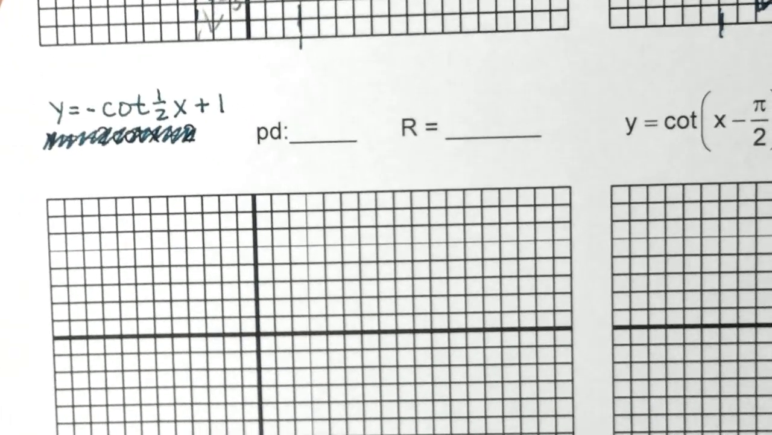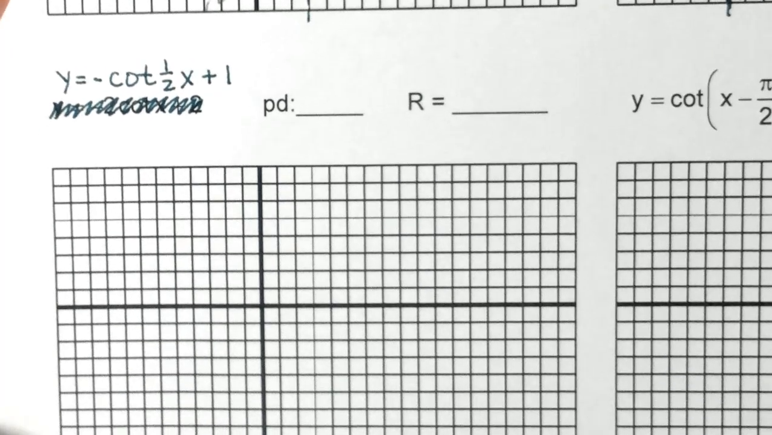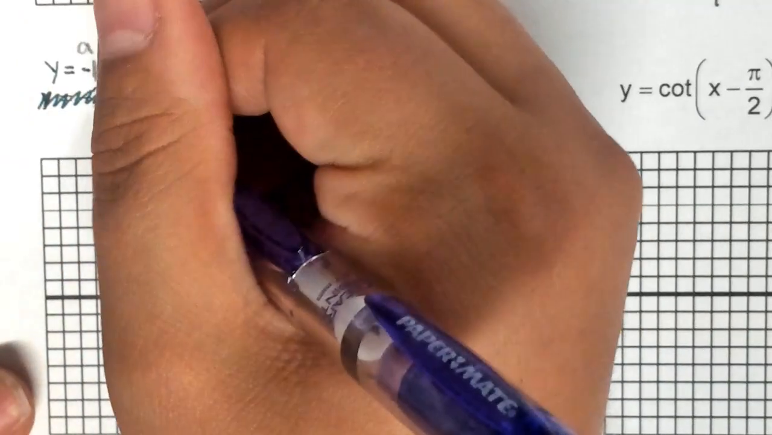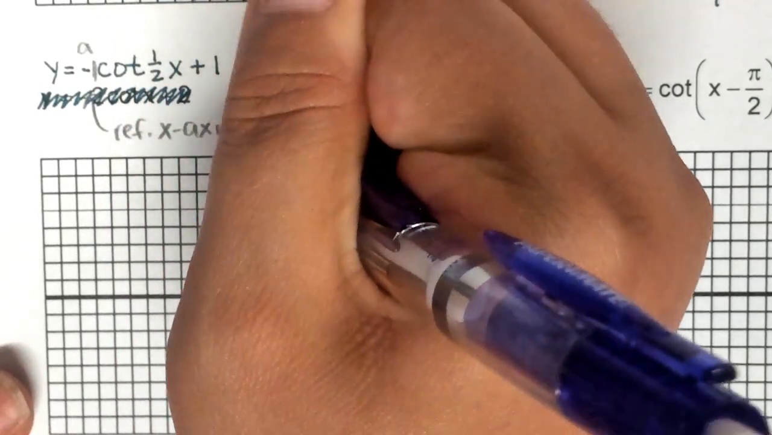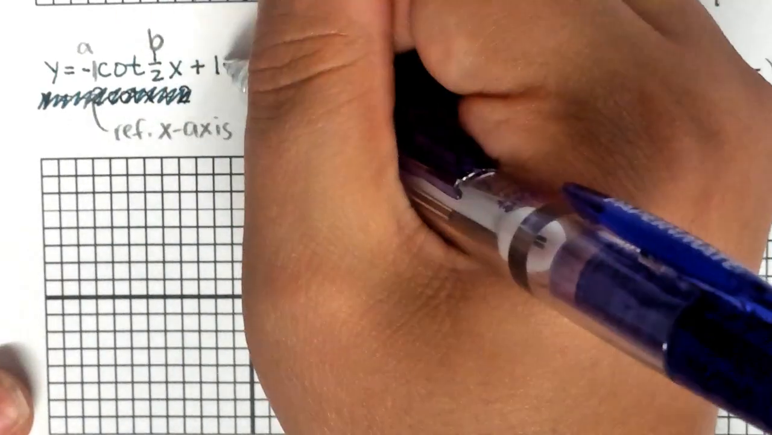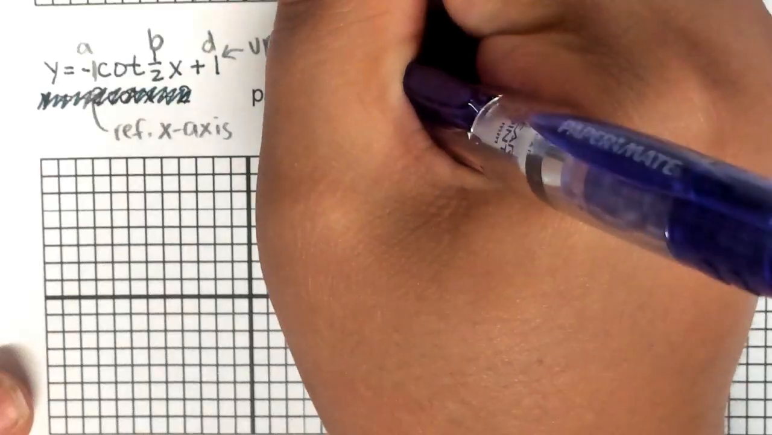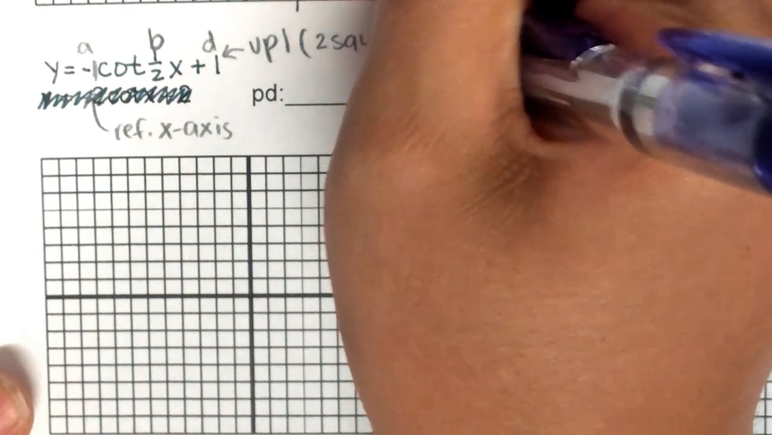Okay. For my next one, I changed the equation again. Please write this new equation down. And so for this one, I have an a value. It's really a negative 1 right there. So that's going to reflect across the x-axis. I have a b value. We're going to have to get that new period. And I have a d value, which is going to make me go up 1. But be careful, up 1 is 2 squares.